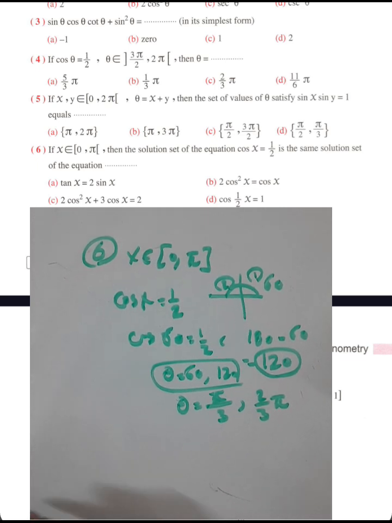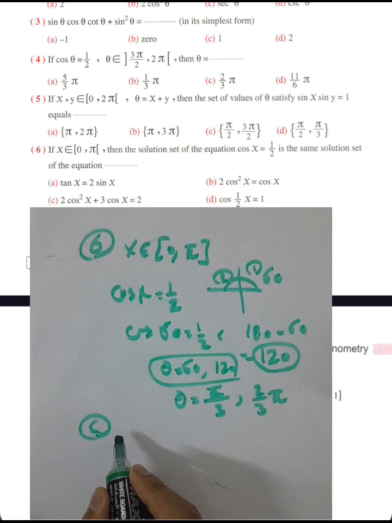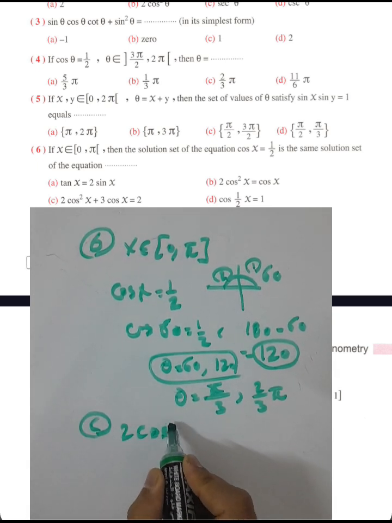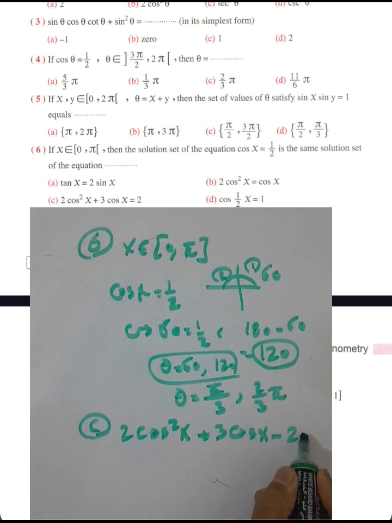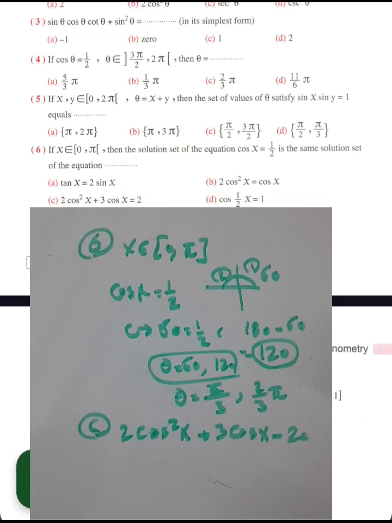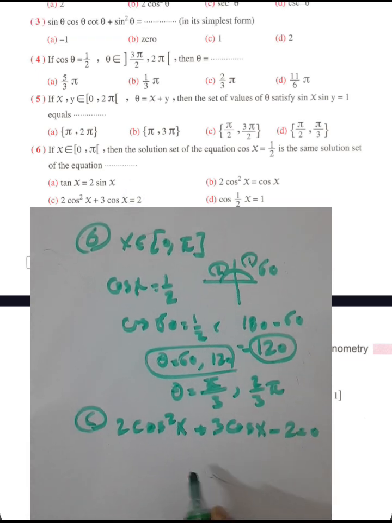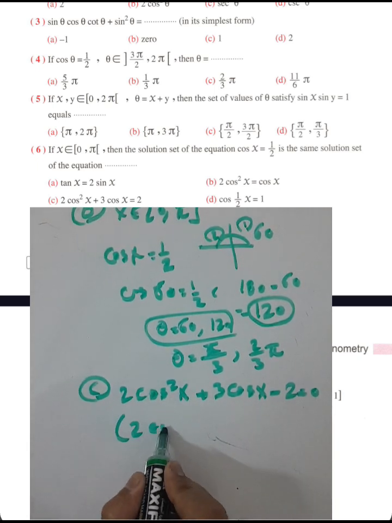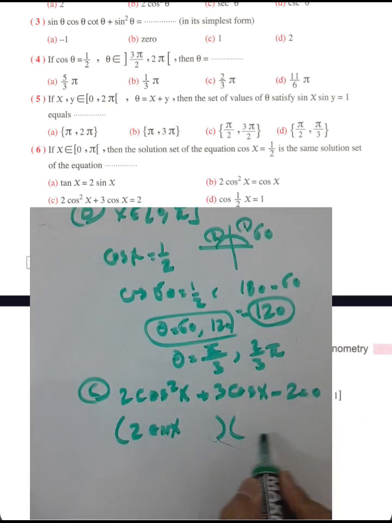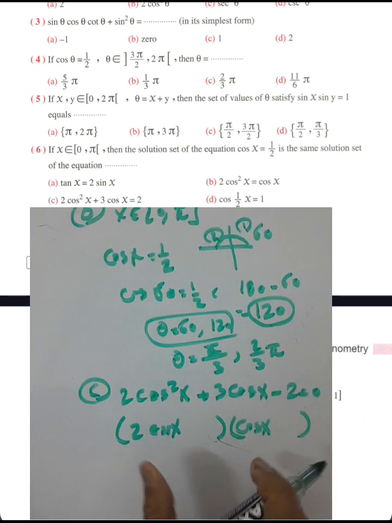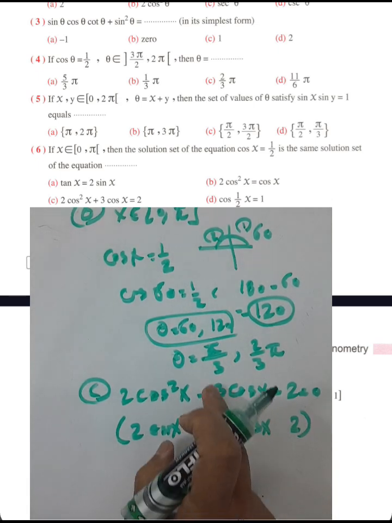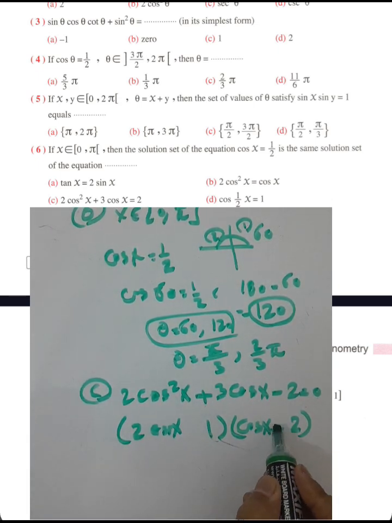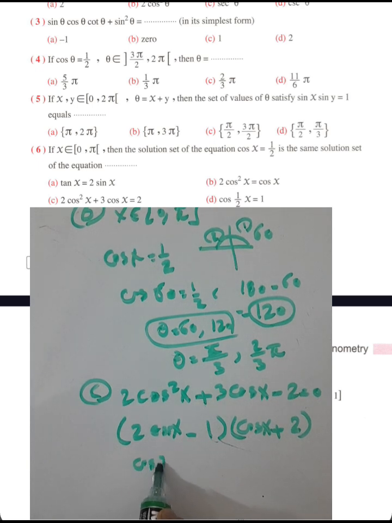What about letter C? Look at letter C here. We have 2 cosine squared x plus 3 cosine x equals 2; move 2 to the left-hand side. Okay, I will solve letter C exactly by factorizing this expression. Write 2 cosine x and cosine x, and write 2 times 1, because 2 times 2 is 4, 4 minus 1 equals 3. We write one positive and one negative. Then cosine x will be half, or cosine x will be negative 2.